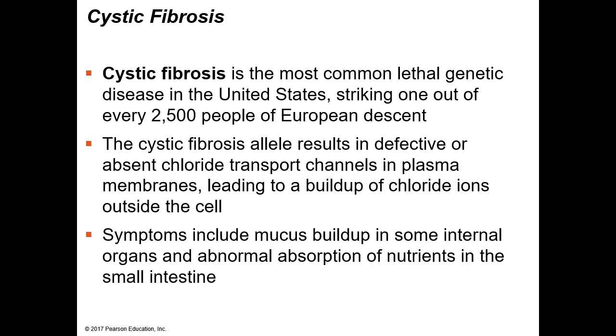Cystic fibrosis is the most common lethal genetic disease in the United States, striking 1 out of every 2,500 people of European descent. The cystic fibrosis allele results in defective or absent chloride transport channels in plasma membranes, leading to a buildup of chloride ions outside the cell. Symptoms include mucus buildup in some internal organs and abnormal absorption of nutrients in the small intestine.